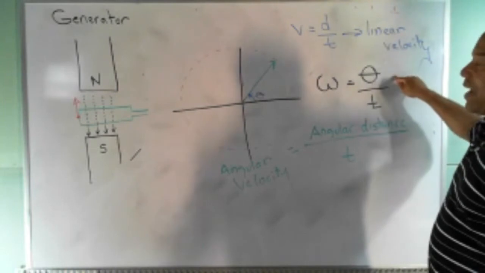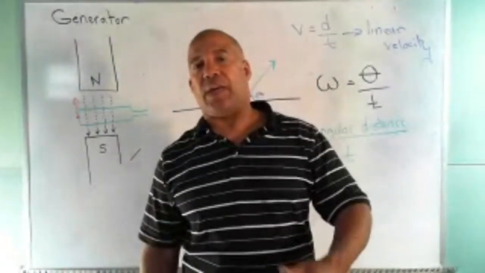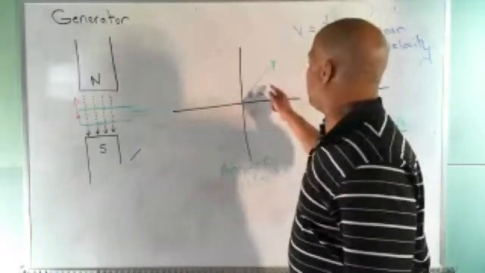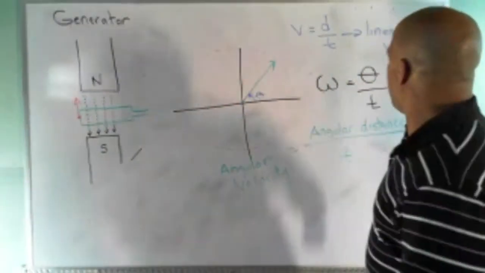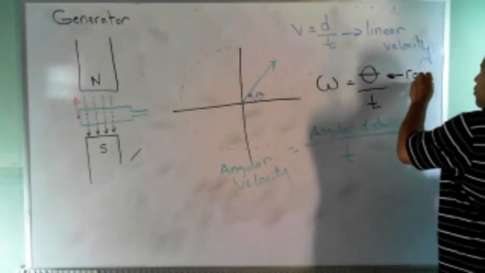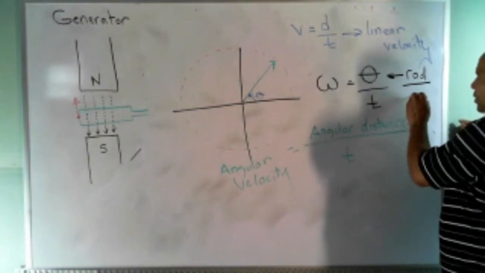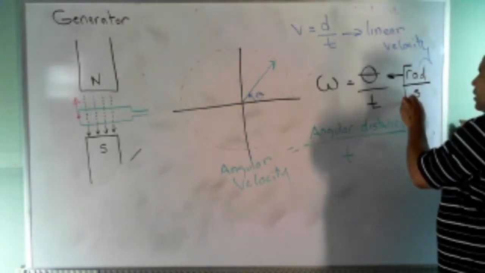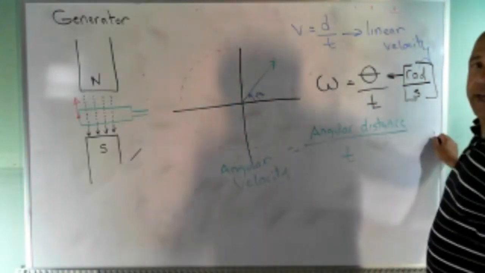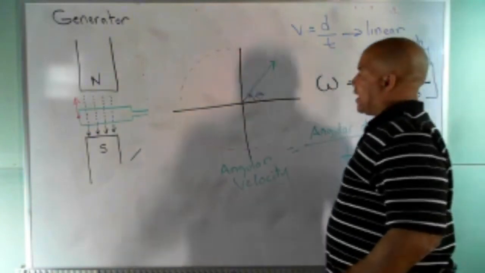Now, when we do an angle divided by time, you know you can measure angles. Usually they're measured in degrees or radians. Well, anytime we use this method, this will always be in radians. So this is in radians. We'll say rads. And time is always in seconds. So the angular velocity has units of radians per second. Radians per second.